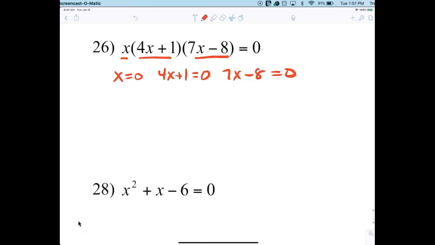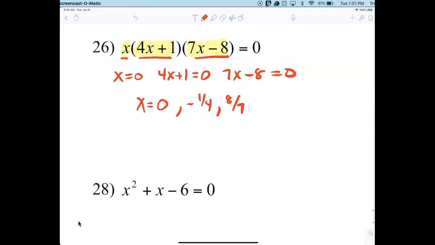Why did you just do multiplication? Yeah, because they're all multiplication. Is there a division? No, no division. All right. So now your answer still x equals 0, negative 1/4, positive 8/7. Does everybody see that?